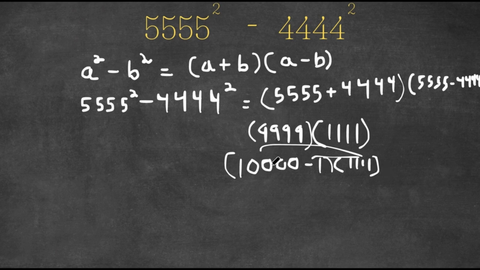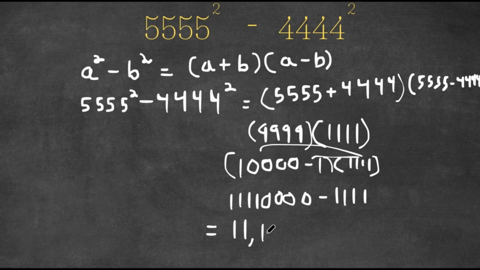So now 1,111 times 10,000 is simply 1111 with 4 zeros. So 1, 2, 3, 4. Minus 1,111 times 1 is just 1,111. So now we have this problem, a huge number minus 1,111, and we could simply do this on paper. We're not going to waste your time by doing that. The answer to this is simply 11,108,889. So this is our answer.